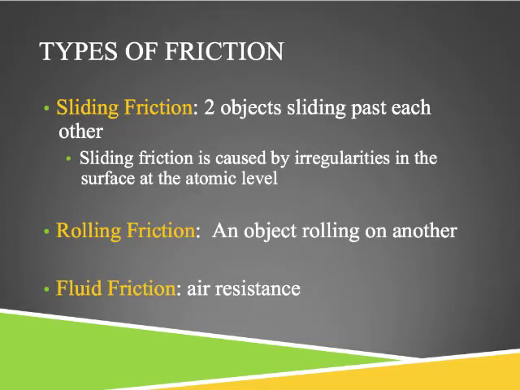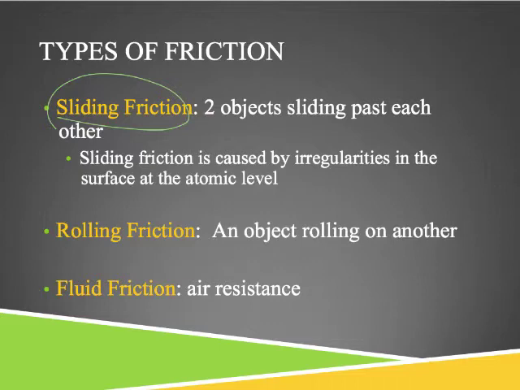There are several types of friction, and the one we've been dealing with most in class is sliding friction, where you have two objects sliding past each other, so like something sliding on a surface. All right? That friction is caused by microscopic irregularities at the touching point of the two surfaces. Okay? The rougher a surface is, the more friction there is. The fewer irregularities, so the smoother the surface is, the less friction there is.